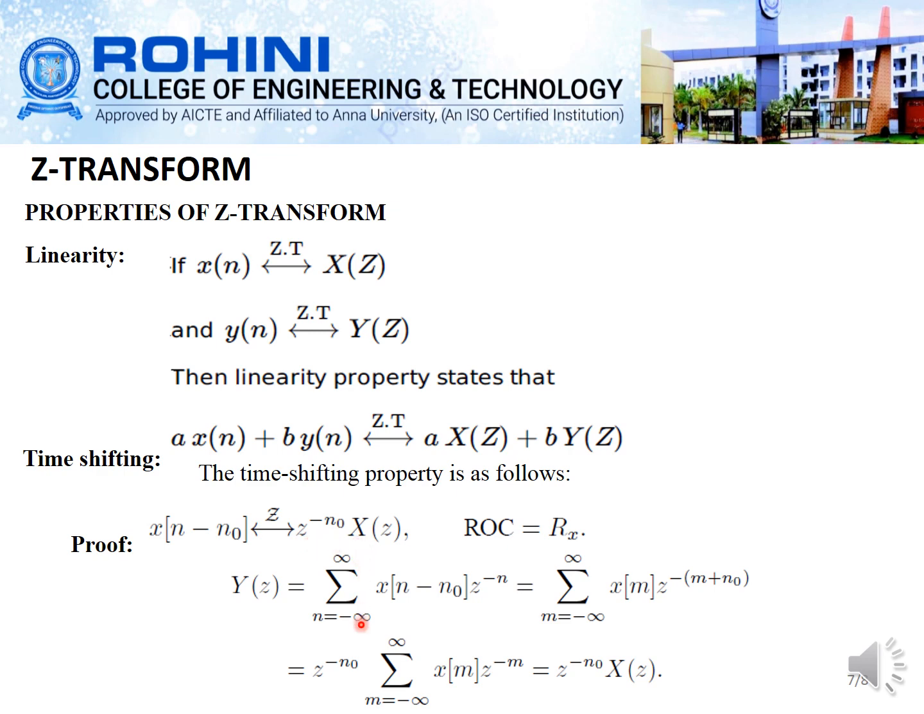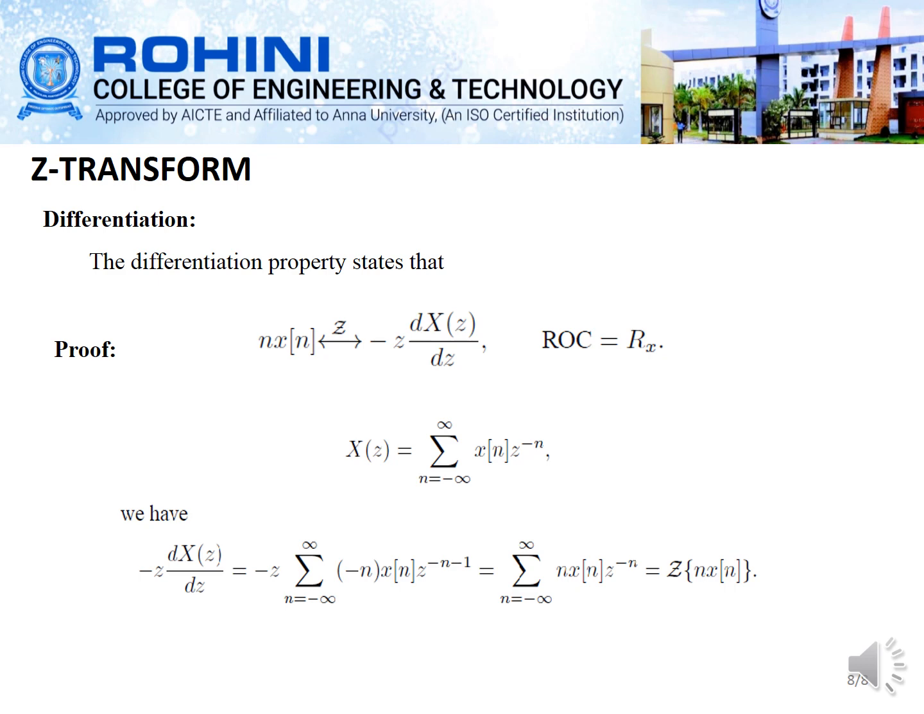Here, while we are proving, Y of z equal to summation n equal to minus infinity to infinity x of n minus n naught into z power minus n. Here we have made a substitution that n minus n naught equal to m. After substituting and after rearranging the terms and taking the constant term out, we get the equation z power minus n naught into X of z.